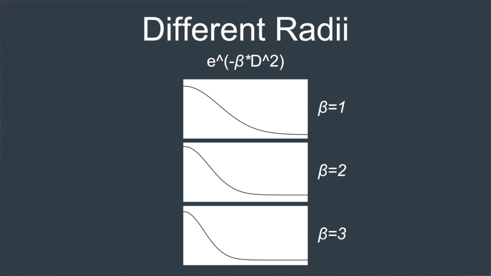Beta is basically a control of the radius. So the higher beta is, the faster the radial basis function will drop off with respect to the distance. And you can look at this in a graph. You see beta is 1, beta is 2, beta is 3. You can see that the higher the beta, the sharper the drop off. And so we can tweak this parameter to basically change the size of a circle by changing how fast the drop off happens.